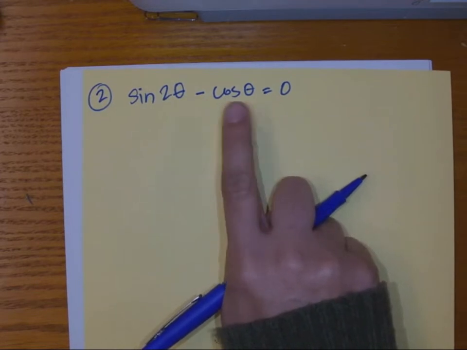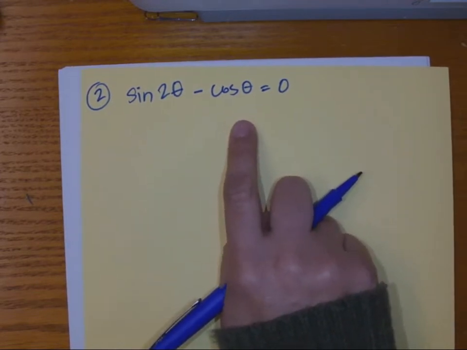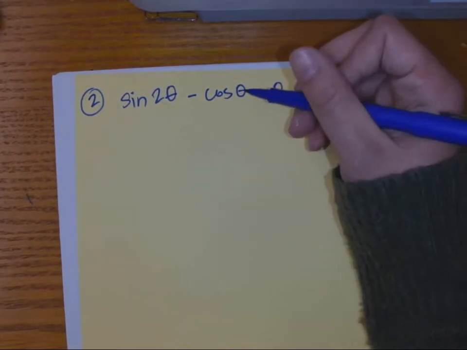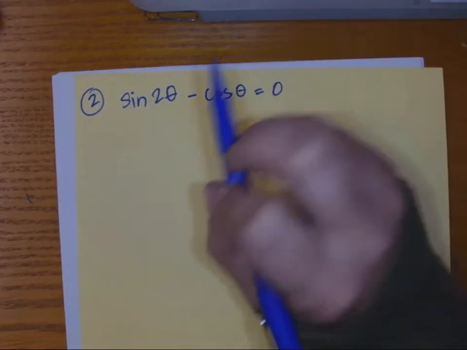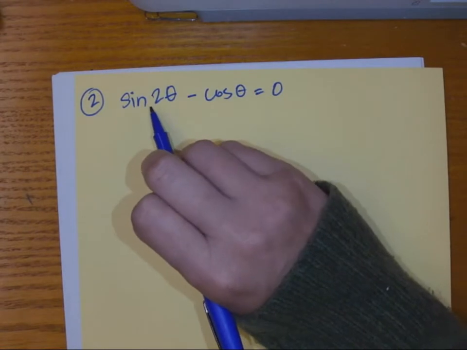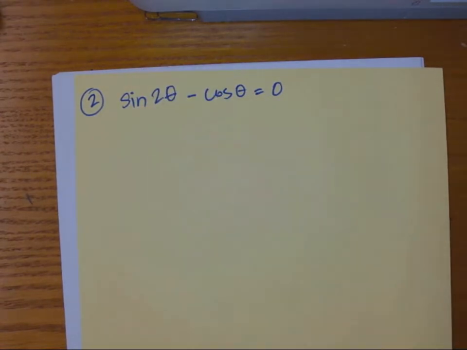with this problem. Okay, so I need to substitute something. I don't really have anything to substitute for cosine theta just by itself, so let's see if I have something to substitute for sine of 2 theta that gets it in terms of cosine.